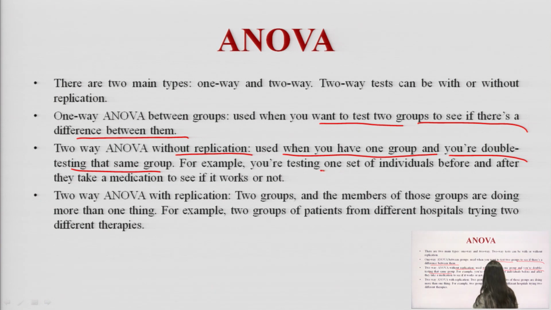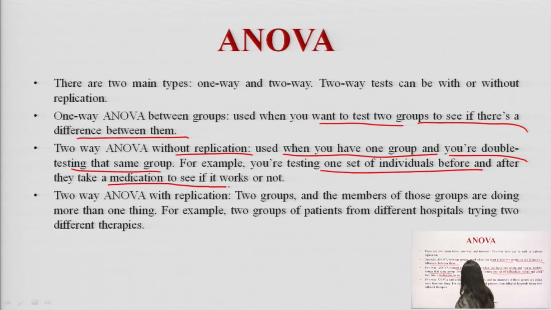For example, you are testing a set of individuals before and after taking the medication to see if it works or not. In the one way ANOVA, there is a set of 2 groups, and in the two way ANOVA, you are testing the same group at a different time interval, and then the two way ANOVA with replication.